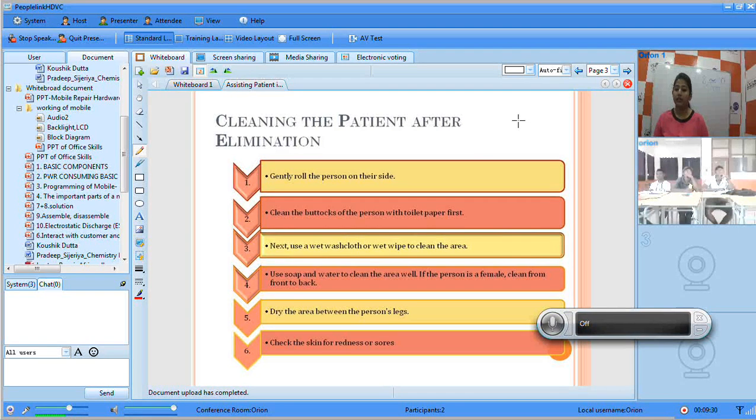Now we need to check the skin for redness or soreness. What is redness or soreness? Due to accumulation of waste, our body sometimes turns red or sore, that is, it gets inflamed. So, what we need to do is make sure that the patient is very clean in order to avoid any kind of redness or soreness on the skin.